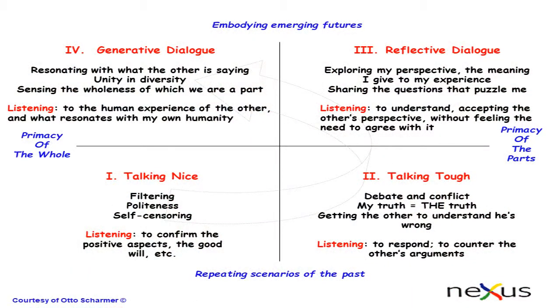The second way of using the map of the 4 fields of dialogue is when you're actually having a conversation and suddenly you're wondering, well, why are we talking about this like this? Or are we talking about what we need to talk about? Are we having a conversation that's generative? And with the map in mind, you might suddenly realize that, gosh, you're actually stuck in field number 1. You're just being polite with one another. You're not naming the issues. Or you might find yourself in field number 2.